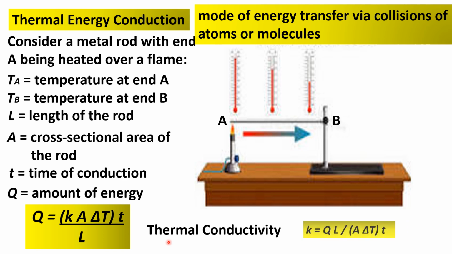And its formula, when this equation is transposed so that we will have the thermal conductivity, small k, on one side of the equation, it will result in this simple formula. k is equal to the product of Q times L divided by the product of the cross-sectional area, the temperature difference, delta T, and the time of conduction, t. What does the value of thermal conductivity represent?